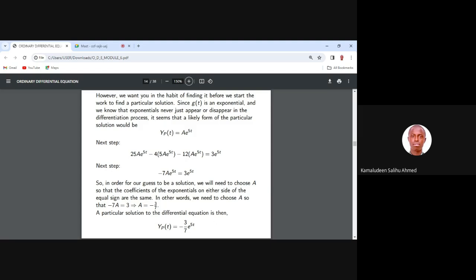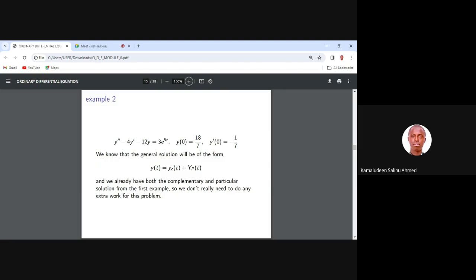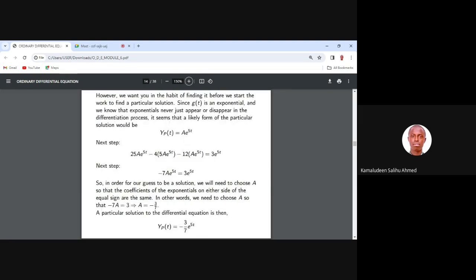So now, substituting this back, what you guessed, the yp of t, is equal to a exponential 5t. When you substitute for the a, you now have what? Minus 3 over 7 exponential 5t. So that is what you have now for your particular solution, and that is it for the first problem we are having.